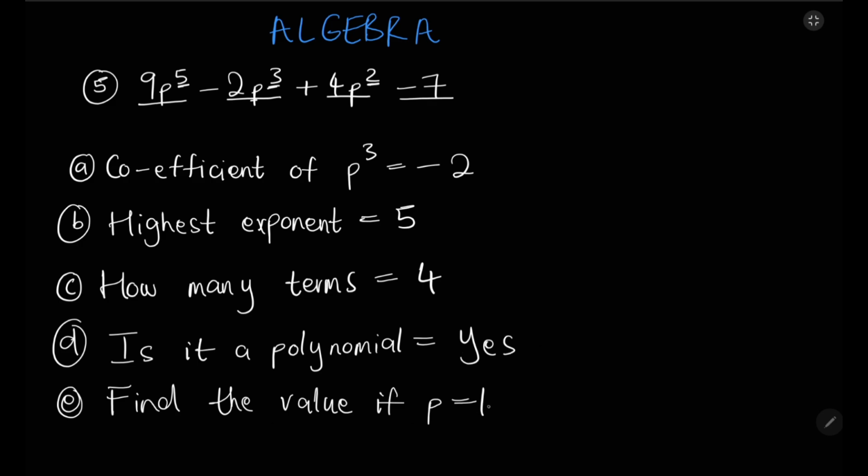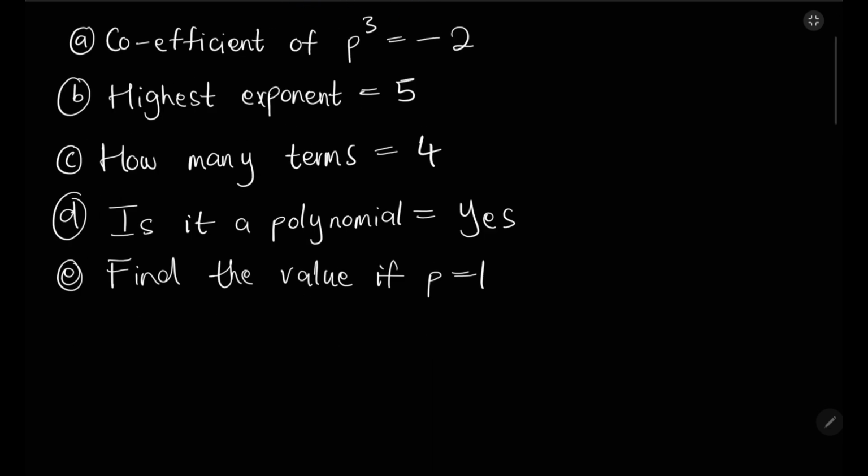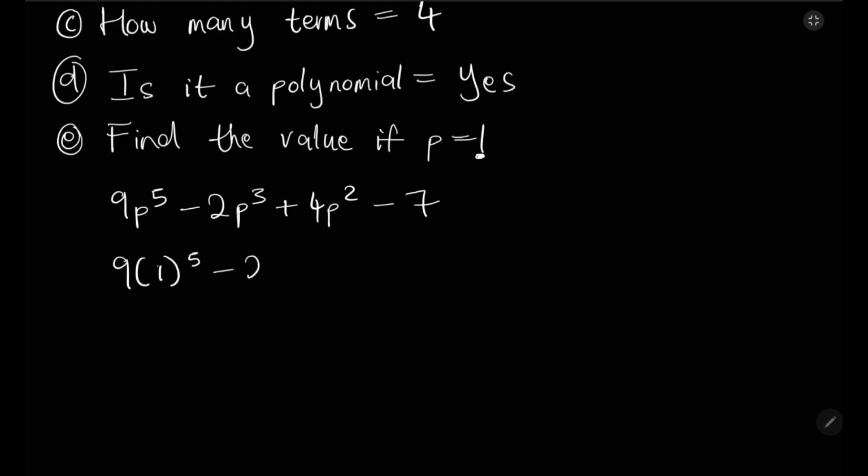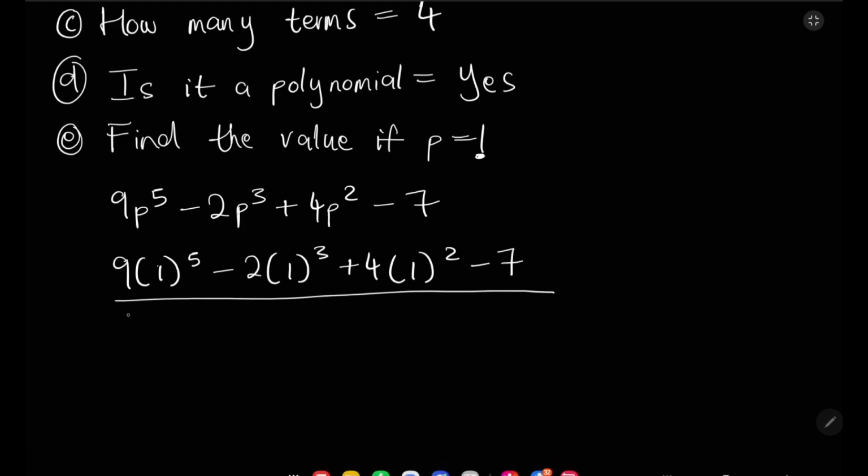Find the value if p is equal to 1. So we basically substitute 1 whenever we see p. Let's rewrite this. We have 9p to the power 5 minus 2p to the power 3 plus 4p to the power 2 minus 7. Now let's substitute 1 whenever we see p. This will be 9 times 1 to the power 5 minus 2 times 1 to the power 3 plus 4 times 1 to the power 2 minus 7. When you punch this in your calculator, your answer will be 4.